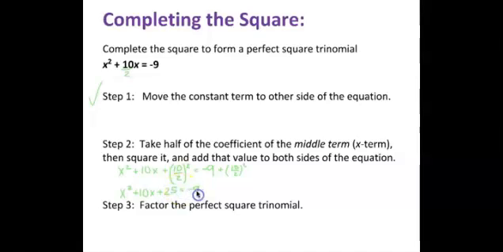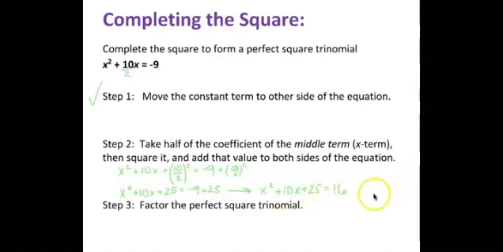So what is negative 9 plus 25? That's all the math I need to do because there's nothing I can add on my left side, but I do need to go ahead and add that negative 9 plus 25. So what do I really get there? I've got x squared plus 10x plus 25 set equal to negative 9 plus 25. And that gives me 16.